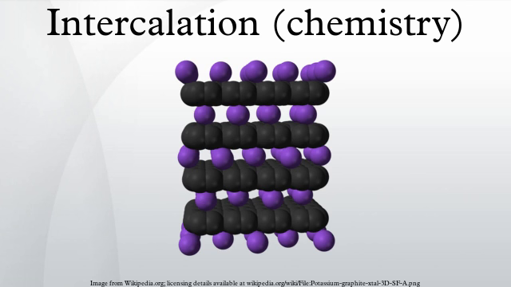Exfoliation, an extreme case of intercalation, is the complete separation of the layers of the material. This process is called exfoliation. Typically aggressive conditions are required, involving highly polar solvents and aggressive reagents.